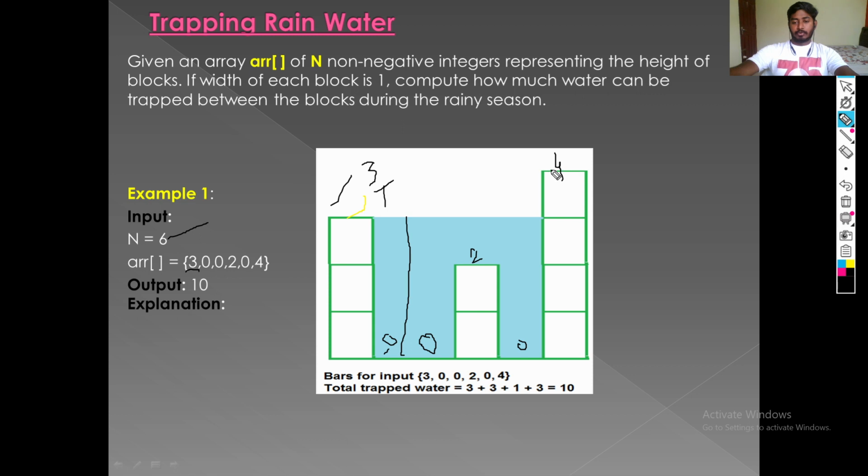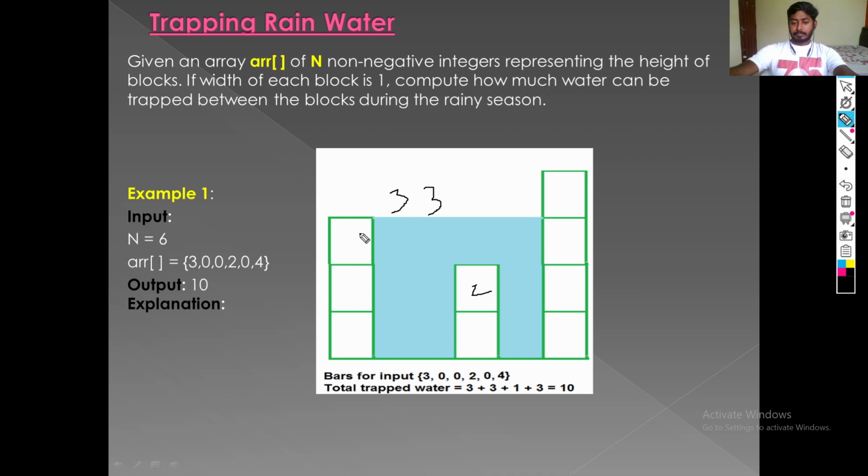Even though the maximum is 4, the water can be stored only up to this level. It will overflow from this point. So that is the reason we are having a value of 3 water stored over this place, and again there's another 3. If we come to this place, we are having a block height of 2.